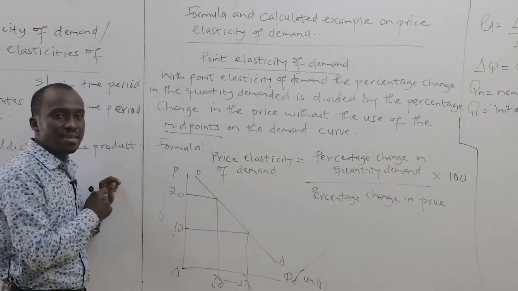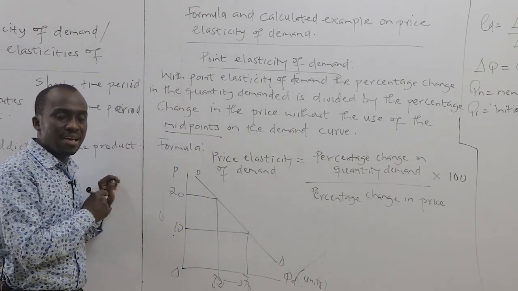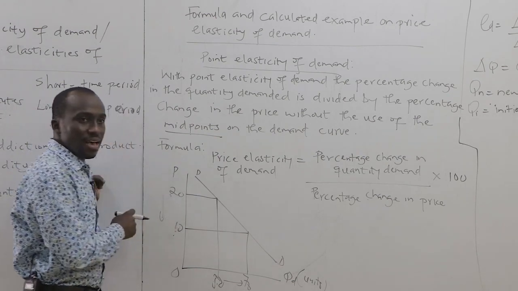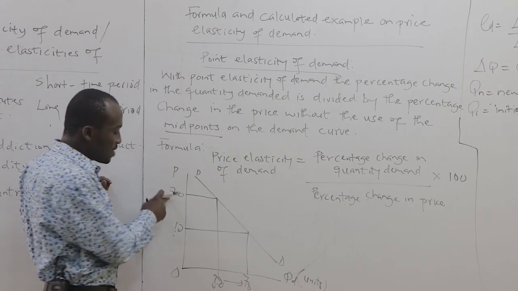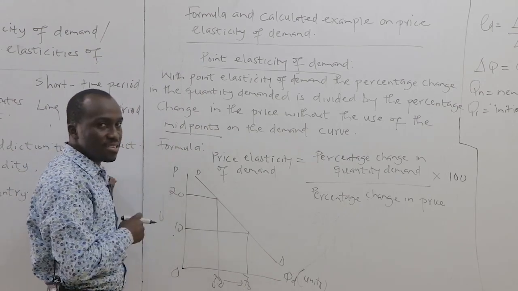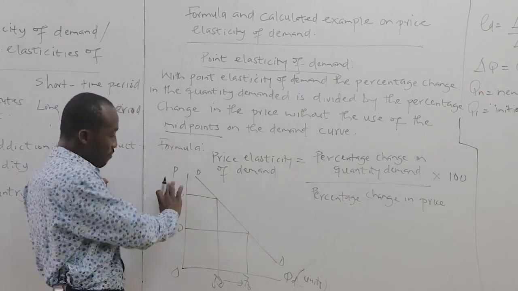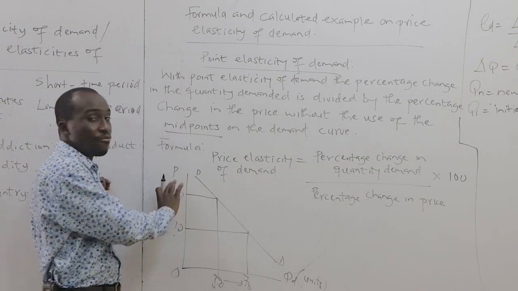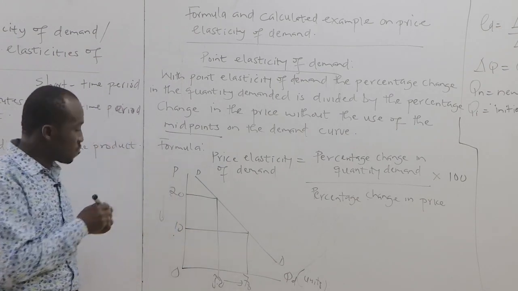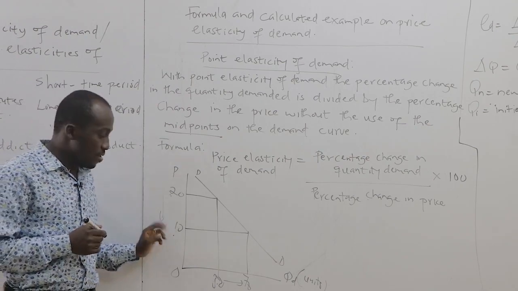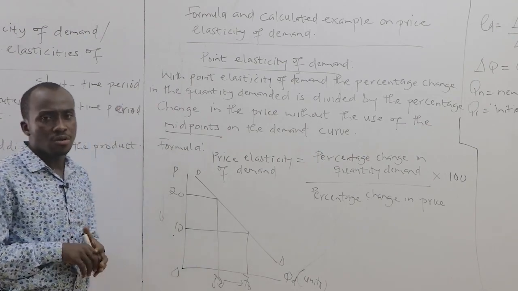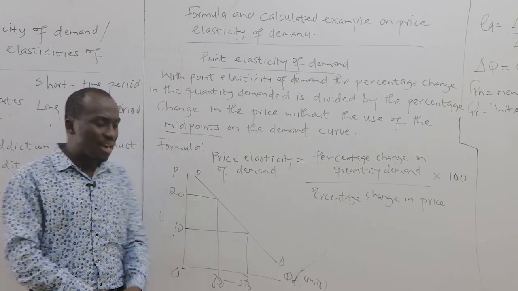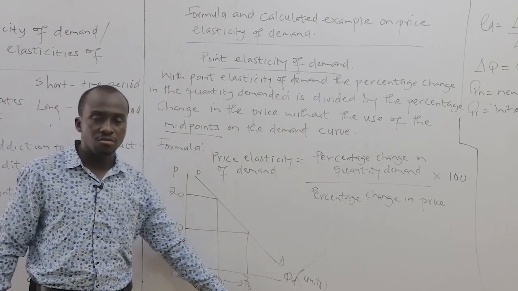But the midpoint approach is the arc elasticity, where you look at 20 and 30 and you find the average. So 20 and 30 put together give you 30. Divided by 2, you get 15. You are trying to find the midpoint. What is the average of the change, right? What is the average between the two numbers? From 20 to 30, you find the average. From 50 to 70, you find the average, right? But with point elasticity, we don't do that. We just look at the values and find the differences.